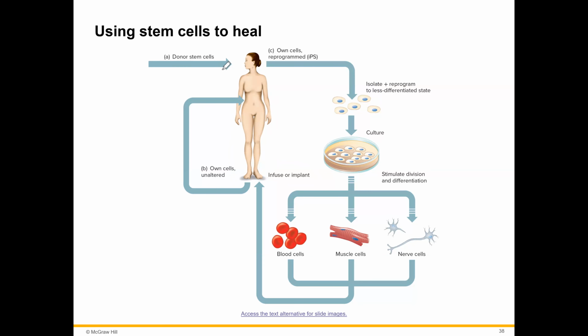Or we can use the donor cells, or we can use our own cells unaltered. For example, if she has a skin burn over here, you can use another part of the skin that does have stem cells and transfer it to another area, and those cells will divide and replace cells that are damaged.